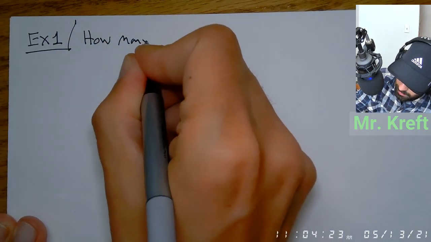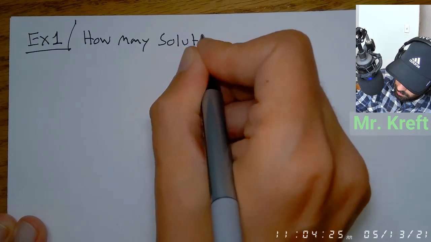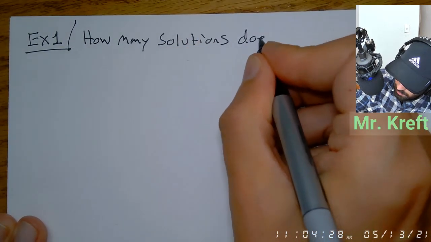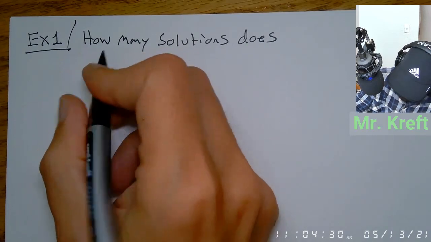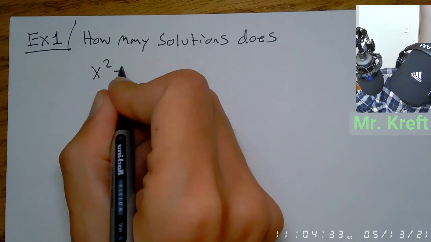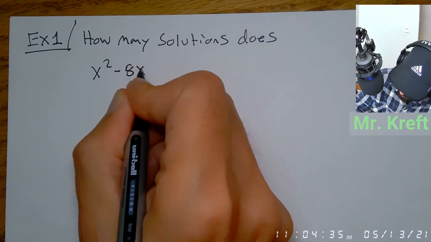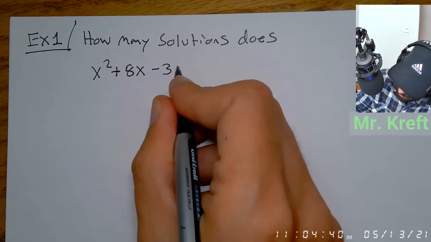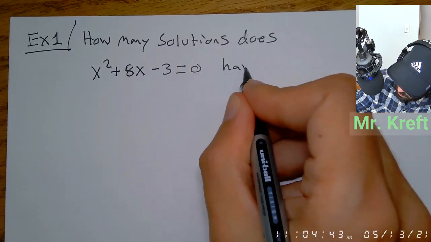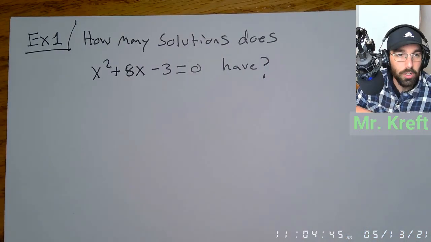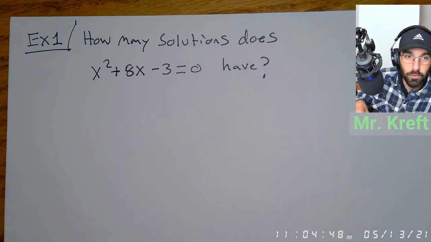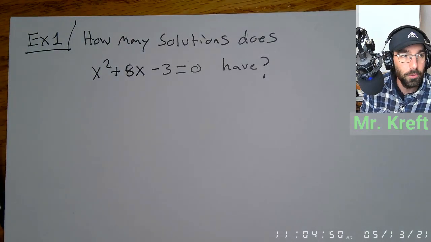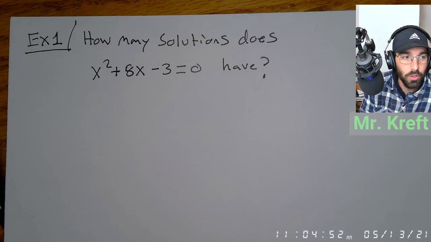How many solutions does x squared plus 8x minus 3 equals 0 have? Okay, we want to know how many solutions this has. This is a relatively simple one, and we're just going to work on the mechanics of this. So notice how it doesn't say solve. We don't need to find a value of x. That's not what we're here for.